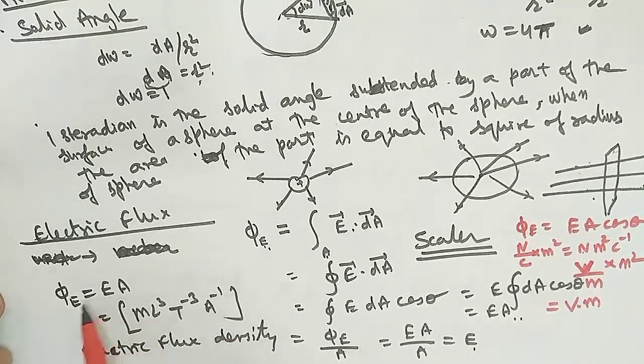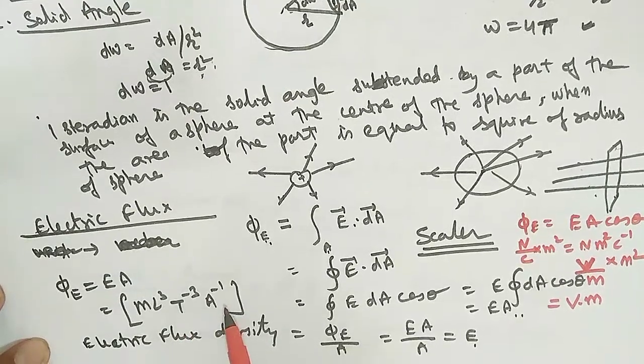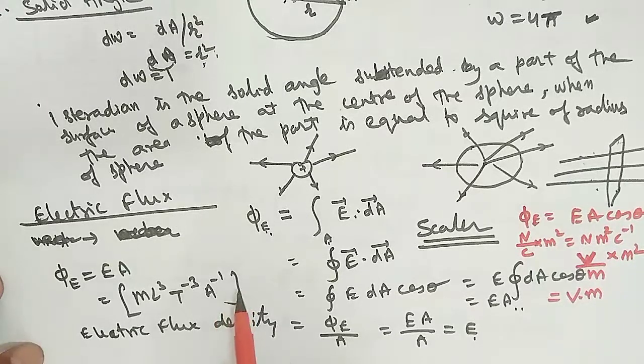Okay, now one more thing you should know is the dimensional formula. Using the same formula, phi is equal to EA, we can find the dimensional formula, which will come as M L to the power 3, T to the power minus 3, A to the power minus 1. I think you will not face any difficulty to find this dimensional formula.